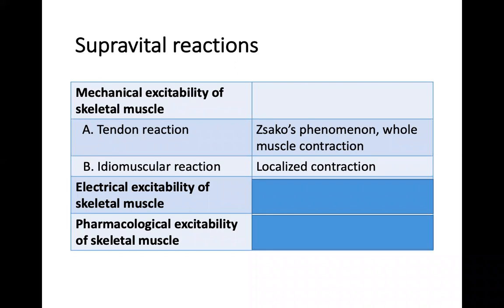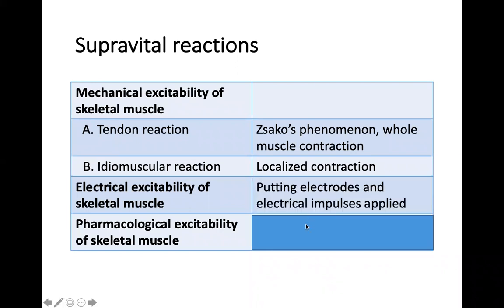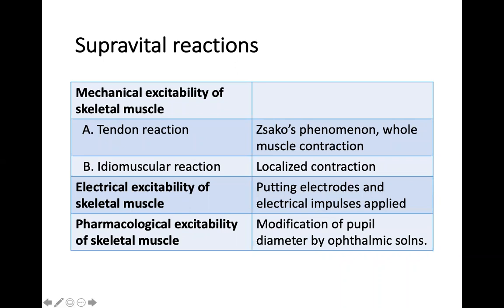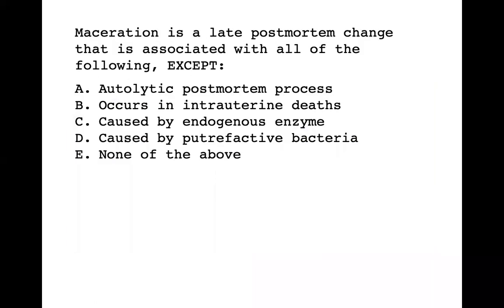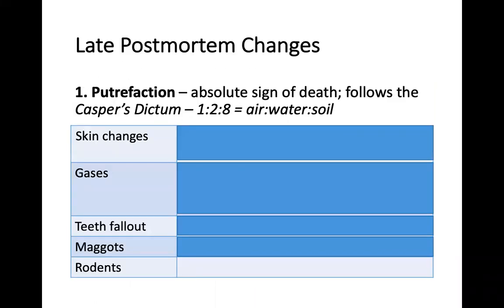Pwedeng electrical excitability of skeletal muscle in which pag naglagay ka ng kuryente, pag kinuryente mo yung muscle, group of muscle, mag-move talaga yan siya. Or in pharmacological excitability of skeletal muscle or smooth muscle, no? There's modification of diameter of ophthalmic solution. So pag pinatak, di ba, mga surgery ng cataract, ginapa, dilate ang pupil para easier access yung lens natin. Alright? Okay, wag na ako mag-ano sa questions, ha.